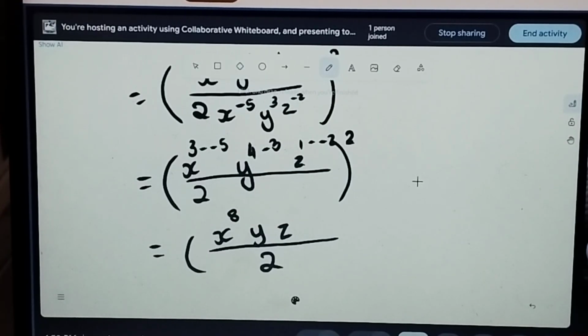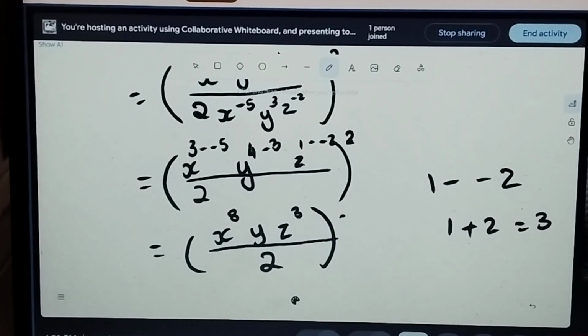The z, remember, the powers of the z were 1 minus minus 2. And remember, a minus and a minus make a plus. And 1 plus 2 is 3. So my z is now to the power 3. Can you see why I said this was quite a nasty one in the exam? Because it's a lot of steps. It is, yeah.